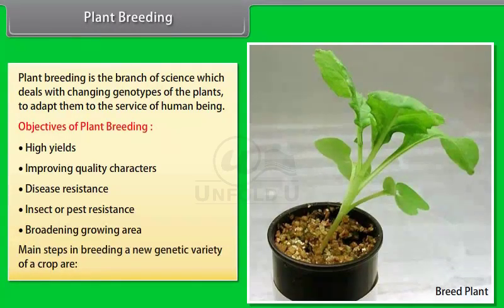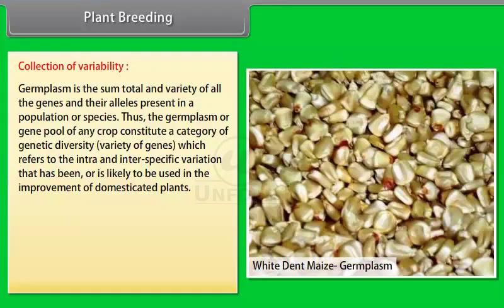Main steps in breeding a new genetic variety of crop are: collection of variability. Germplasm is the sum total and variety of all the genes and their alleles present in a population or species. Thus, the germplasm or gene pool of any crop constitutes a category of genetic diversity, that is, variety of genes, which refers to the intra- and interspecific variation that has been or is likely to be used in the improvement of domesticated plants. Evaluation and selection of parents.